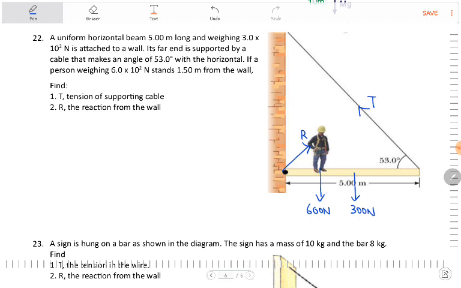The reaction force from the wall is not just horizontal as many of you have assumed, but it actually also has a vertical component. So we can resolve it into a vertical component and a horizontal component. Similarly, the tension here can be resolved into vertical and horizontal components.